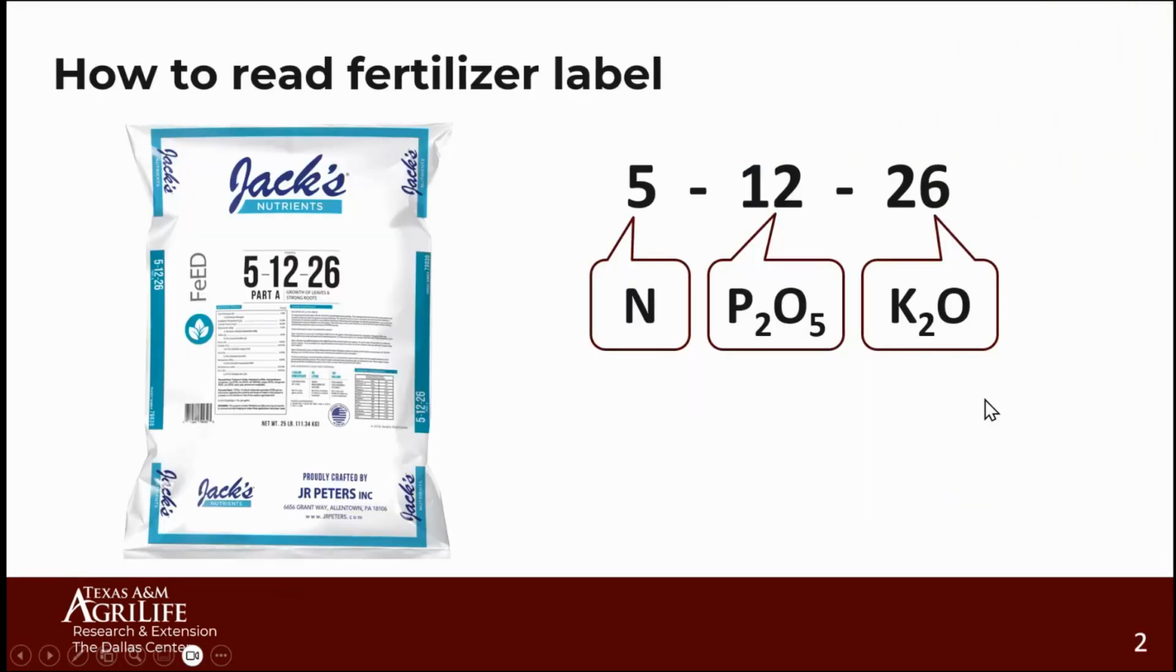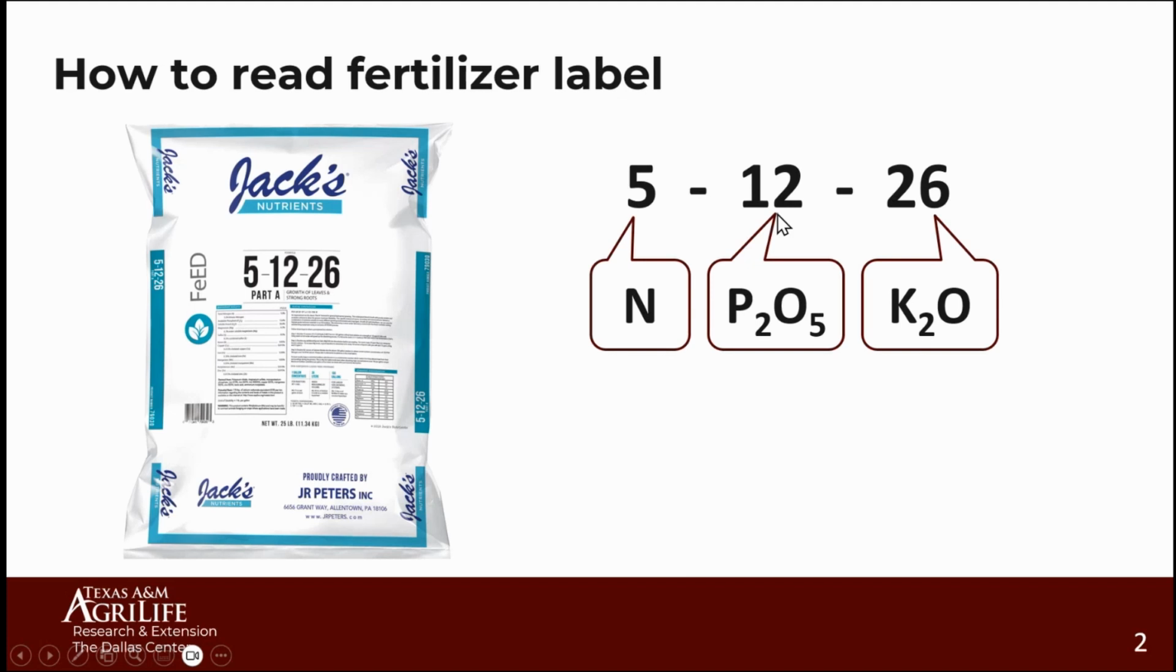So first of all, let's learn how to read the fertilizer label, since it's a foundation to make the nutrient solution. Here is one example, the Jack's Nutrients 5-12-26. We always see some numbers on the fertilizer label. What do they mean? So 5 here represents nitrogen, and the 12 and 26, phosphorus and potassium, always represent the oxide form of phosphorus and potassium.